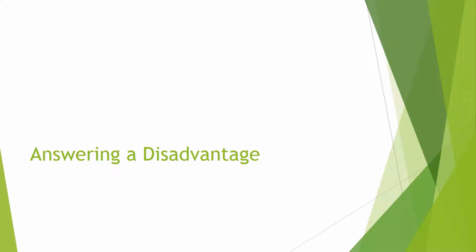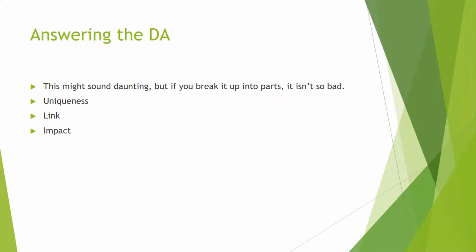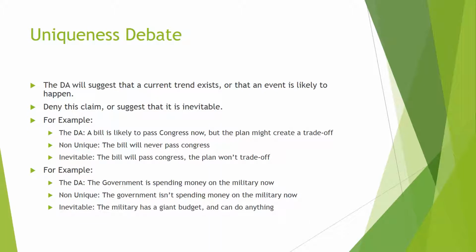So how do you answer a disadvantage when you are the affirmative? This might seem like a daunting task, but if you break it up into its parts, it's really not so bad. The uniqueness debate. Well, the disadvantage will suggest that a current trend exists or an event is likely to happen. You can either deny this claim or suggest that it is inevitable.